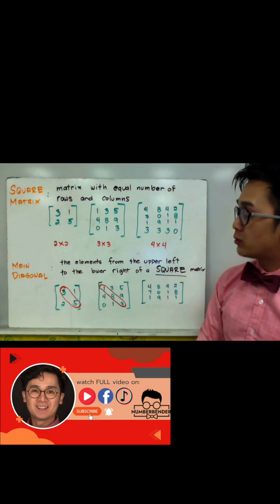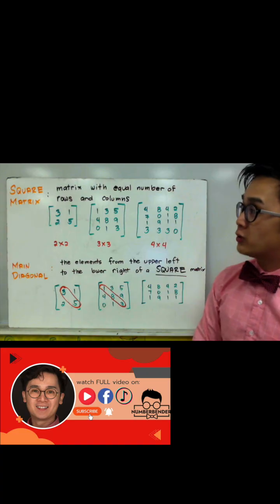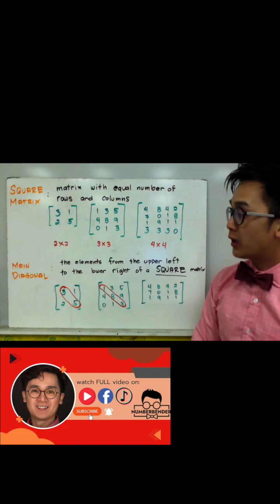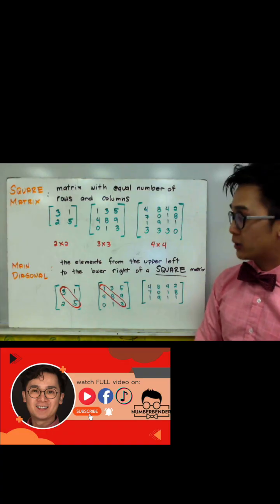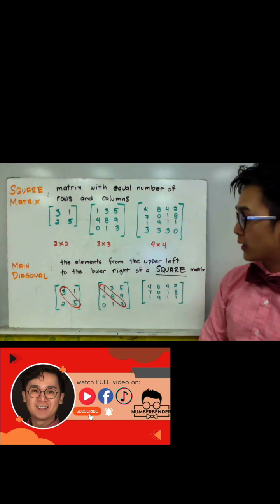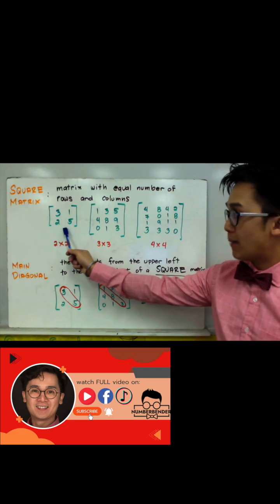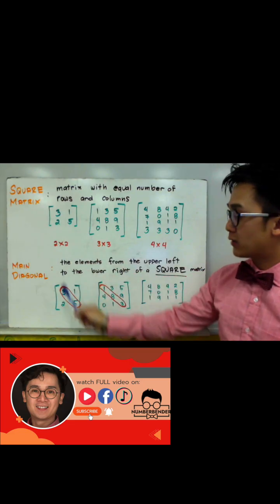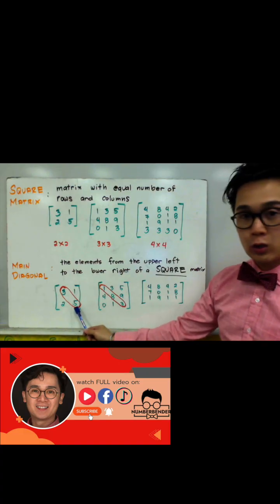Another term that we need to learn in linear algebra is the main diagonal. The terms that I am introducing in this lesson are the terms we are going to use in studying further the methods on how to apply the concept of a matrix in linear algebra. The main diagonal, by definition, is the elements from the upper left to the lower right of a square matrix. For example 1, the main diagonal of this matrix will be 3 and 5, which means the entries from the upper left down to the lower right.